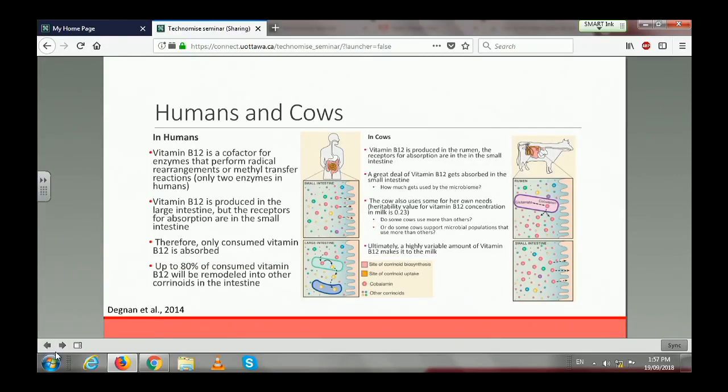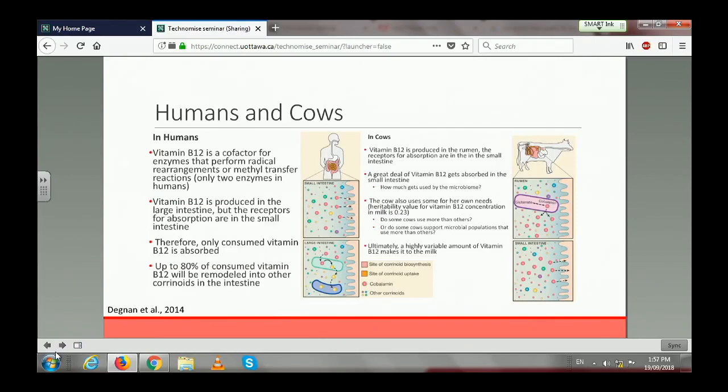And it's really true with vitamin B12. So in vitamin B12, we actually do make it. But we make it in our large intestine and absorb it in our small intestine. And if you're familiar with people, the large intestine comes second. So you're not actually absorbing what you're making.